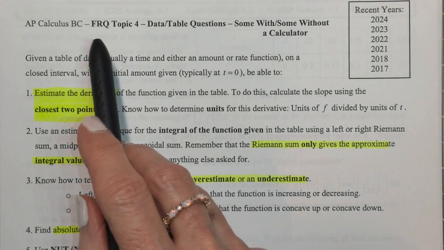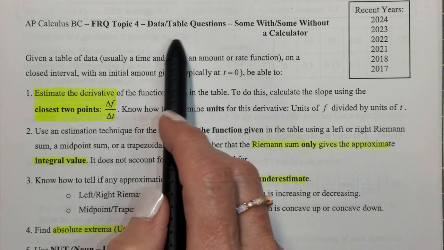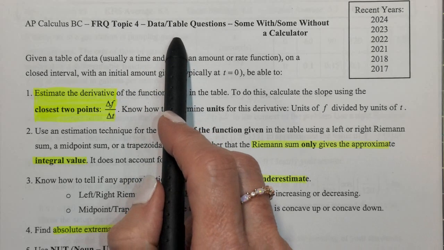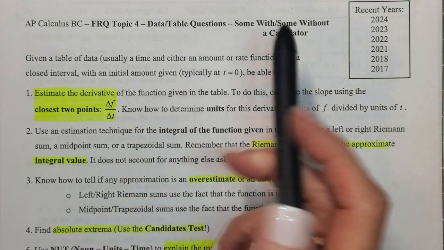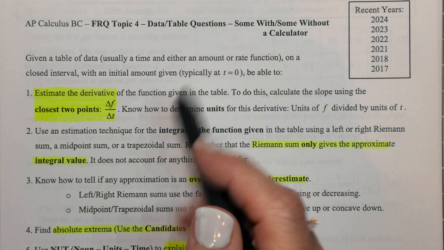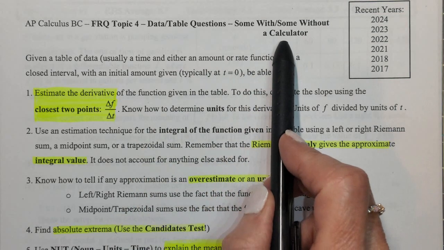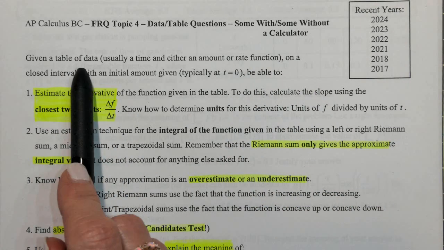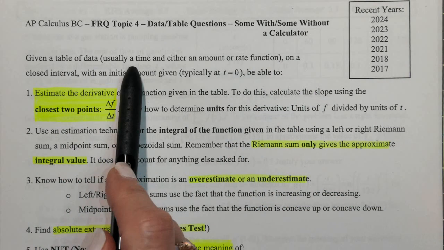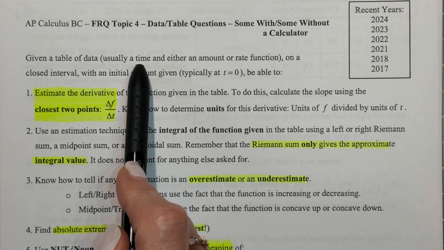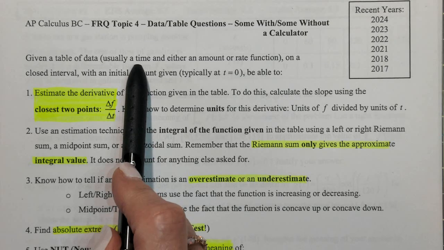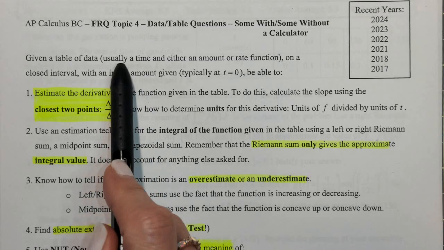We are on FRQ topic number 4. These are data and table questions. So every one of these questions has a table with values in it. Some of these are with a calculator, some are without. So you're given a table of data. Usually time is going to be your independent variable, but it might be some other independent variable.